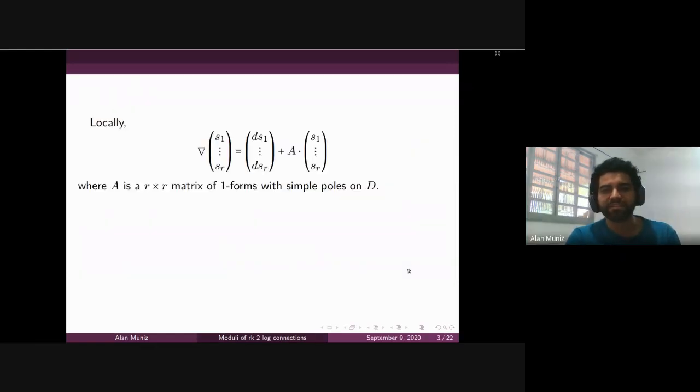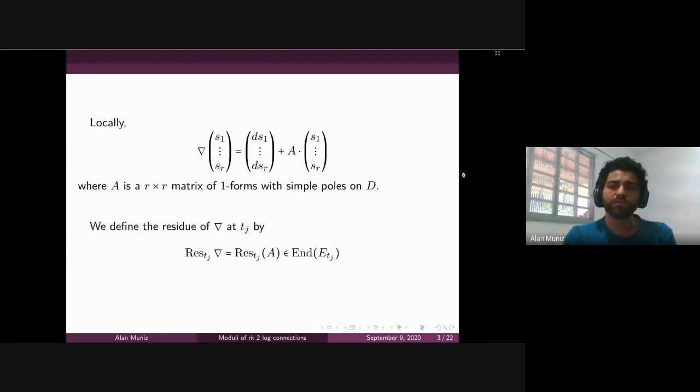Well, in this setting, locally we can write a connection using a trivialization of the bundle. So a section has some components, and the connection just takes these local functions and spits out the derivatives plus some matrix applied on these functions. This matrix, obviously, from the definition, has entries that are differential forms with simple poles on the divisor that we have fixed.